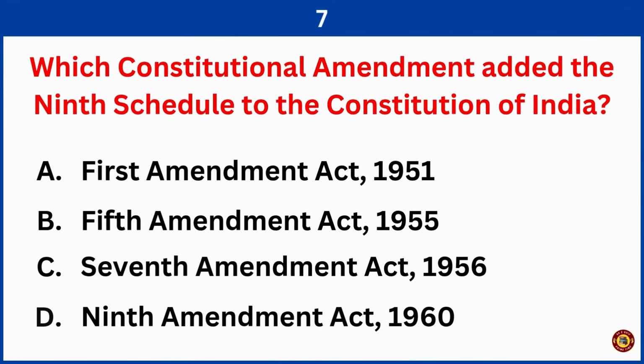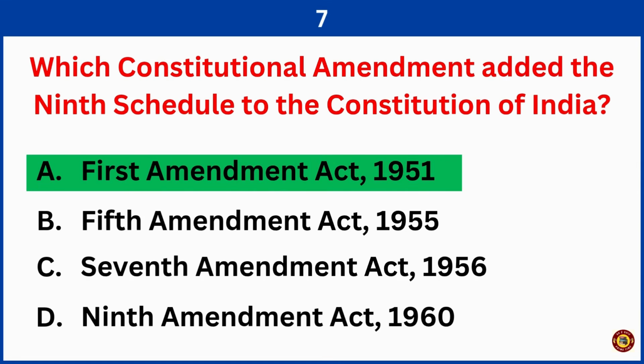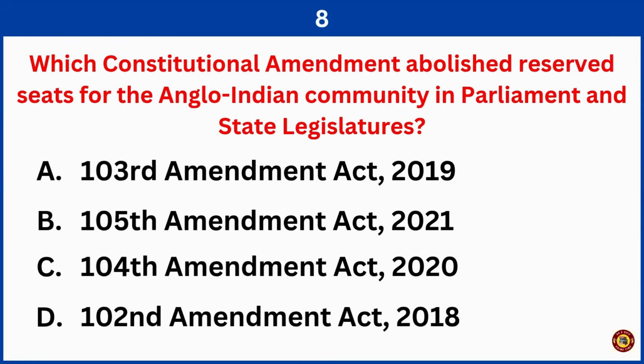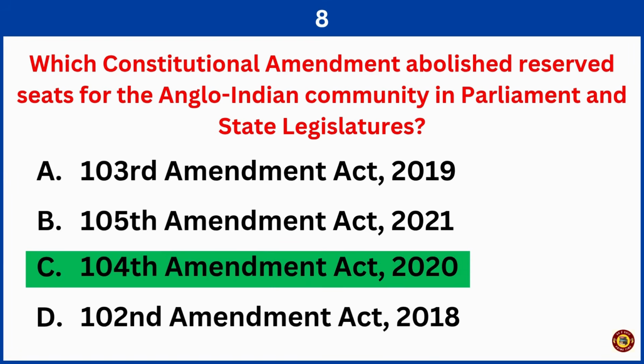Which constitutional amendment added the Ninth Schedule to the Constitution of India? Right answer is option A, First Amendment Act 1951. Which constitutional amendment abolished reserved seats for the Anglo Indian community in Parliament and state legislatures? Right answer is option C, 104th Amendment Act 2020.